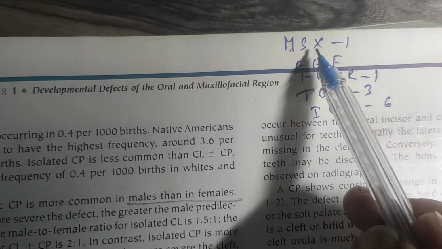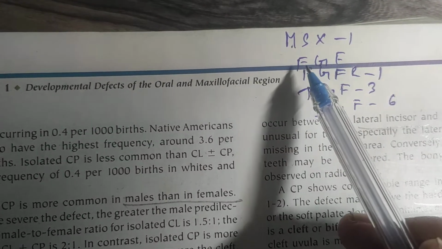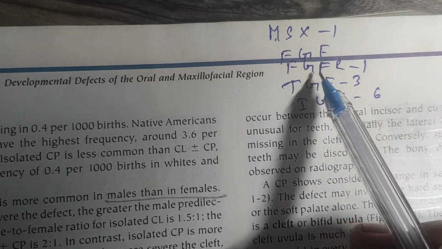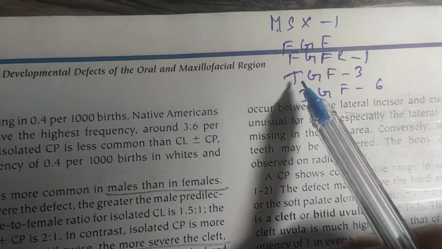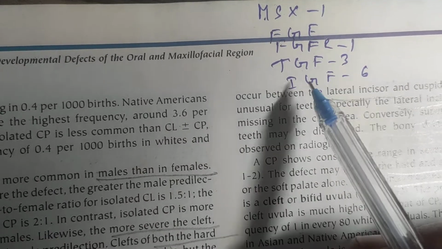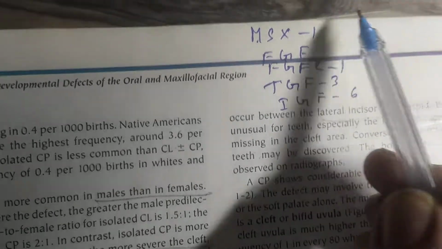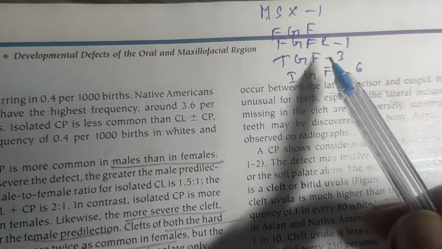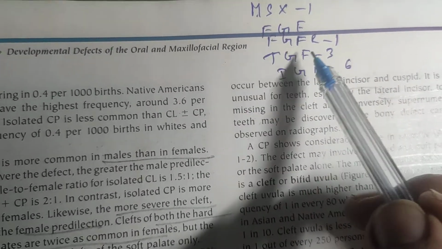There are a few genes associated with this. It is MSX1, FGF, FGFR1, TGF3, IGF6. You should know about this. Just revise 1 or 2 times, because they can ask which is the gene associated with this.